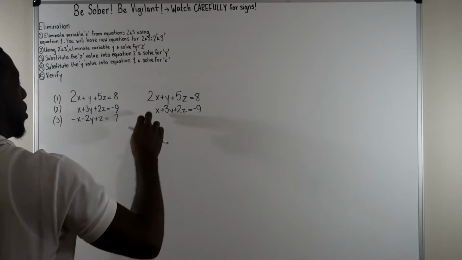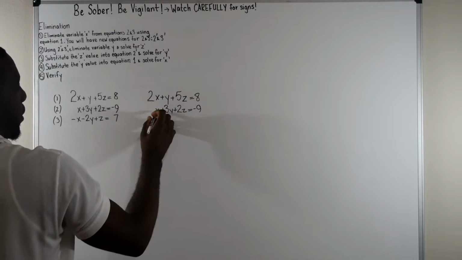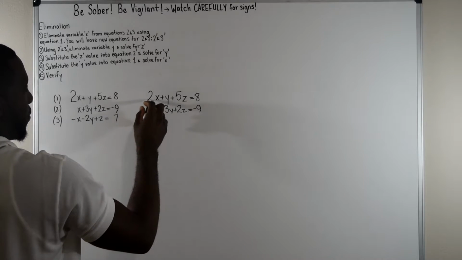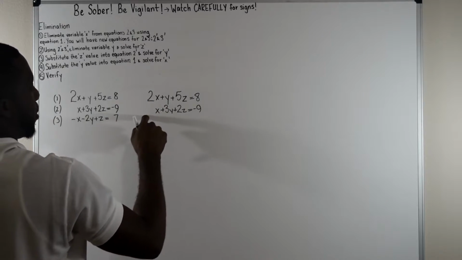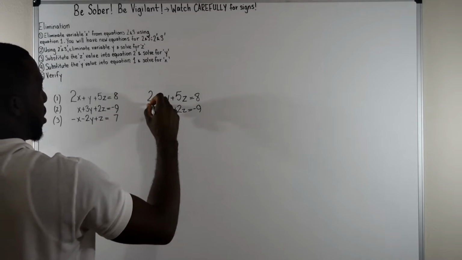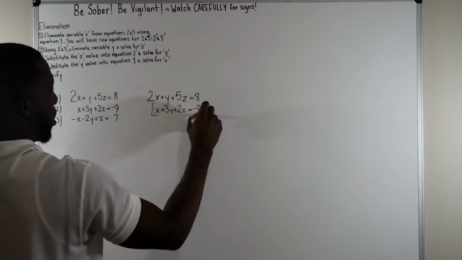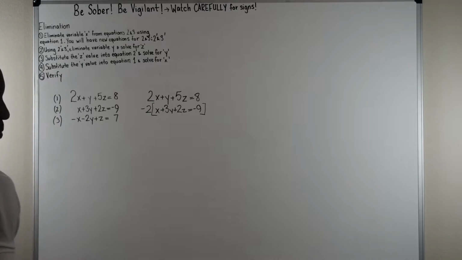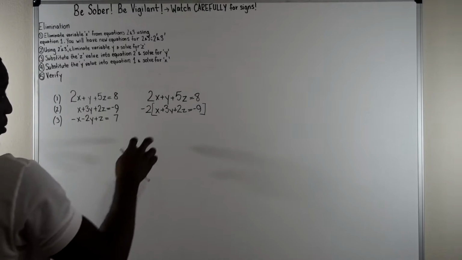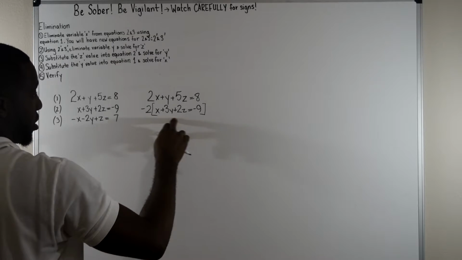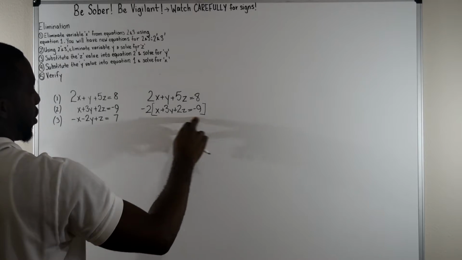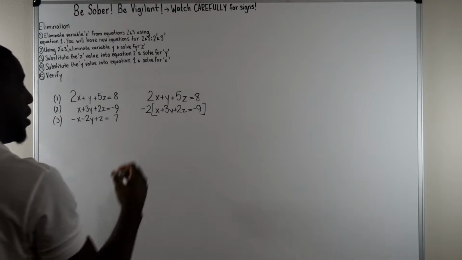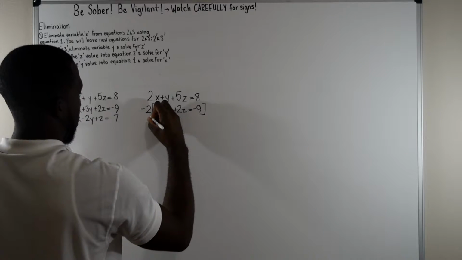All right, so this is 2x and this is x. So if I want to get rid of 2x, I'm going to multiply this whole bottom thing by what? -2. Okay. I'm gonna multiply this whole of equation 2 by -2. If I do that, this is what I'm gonna get.